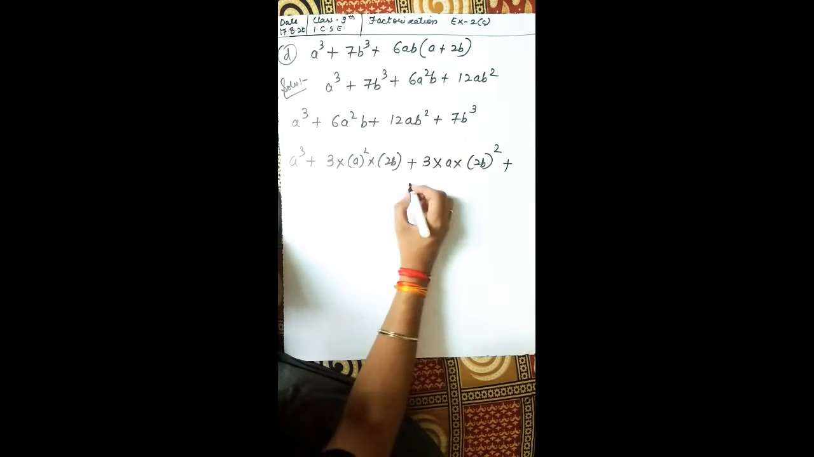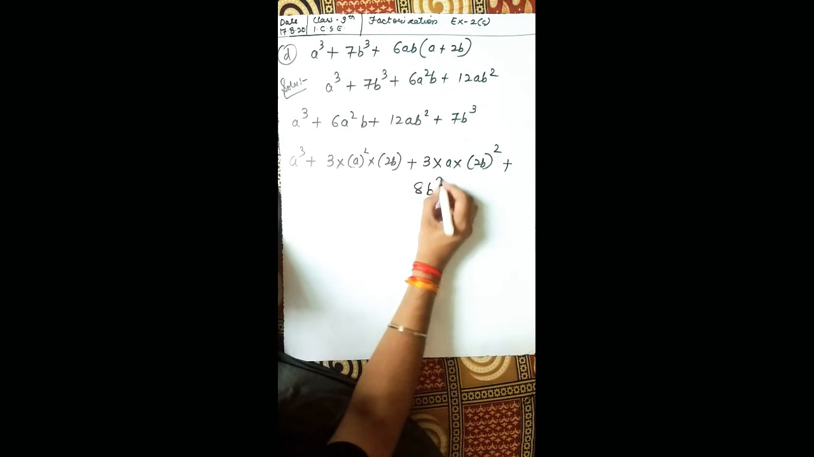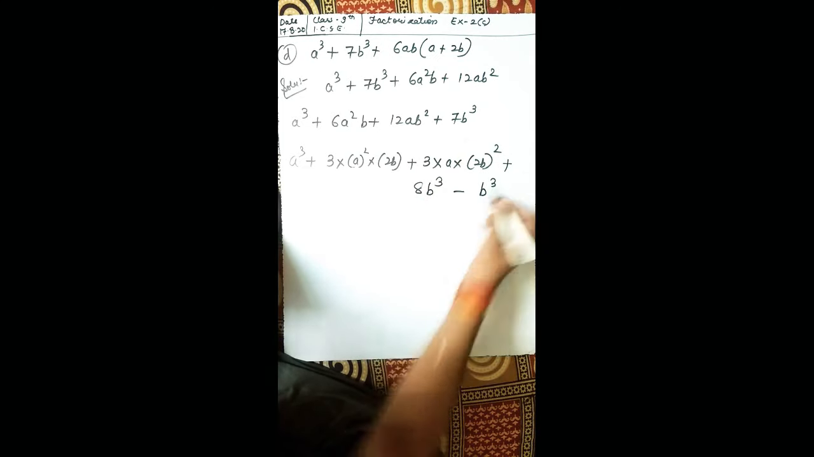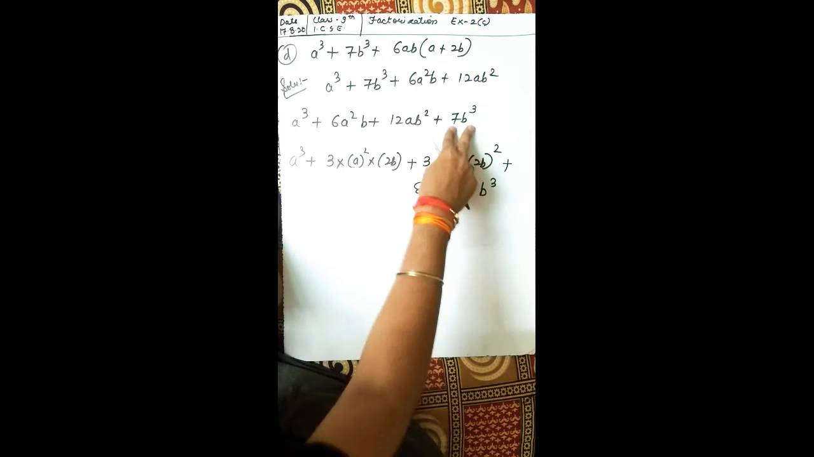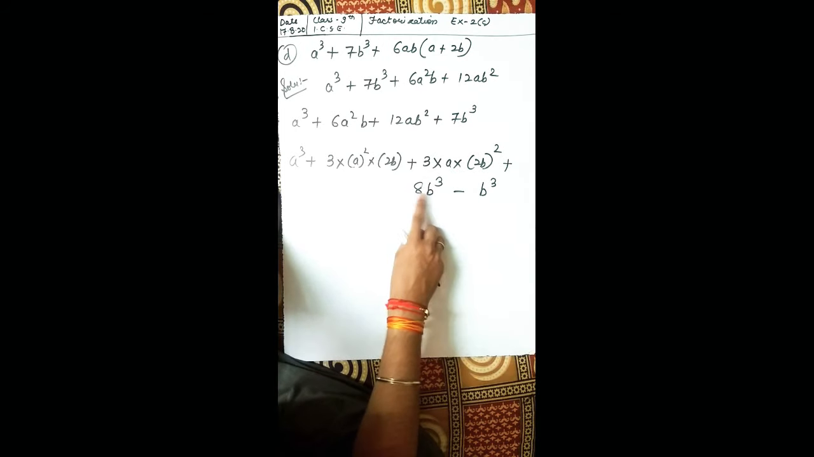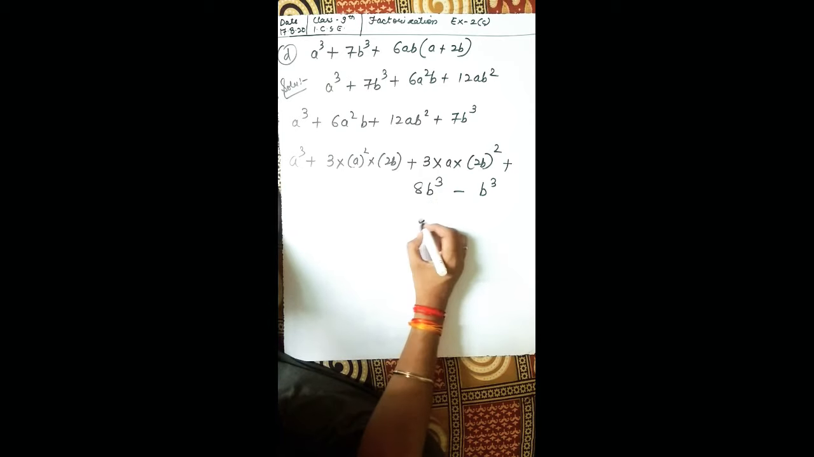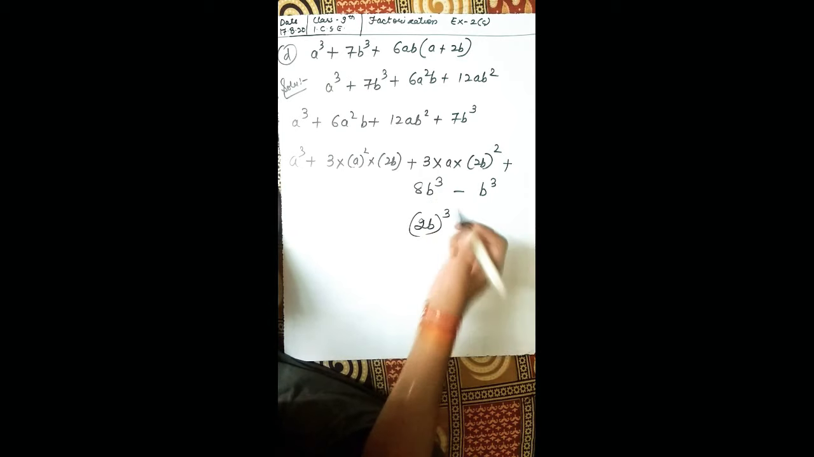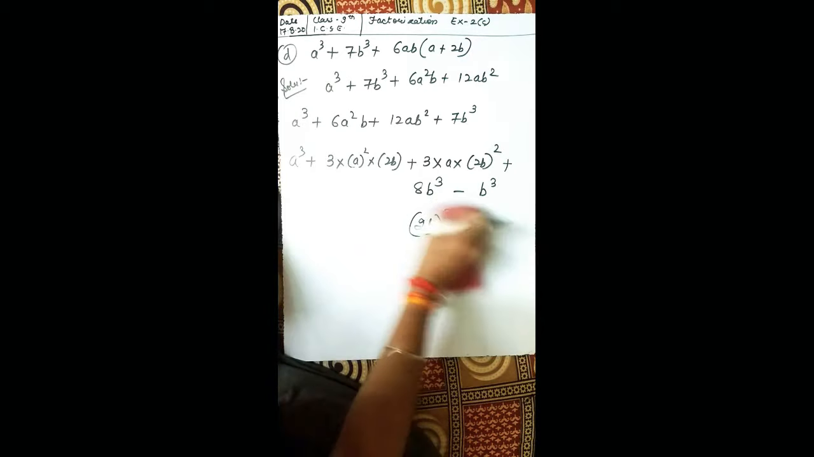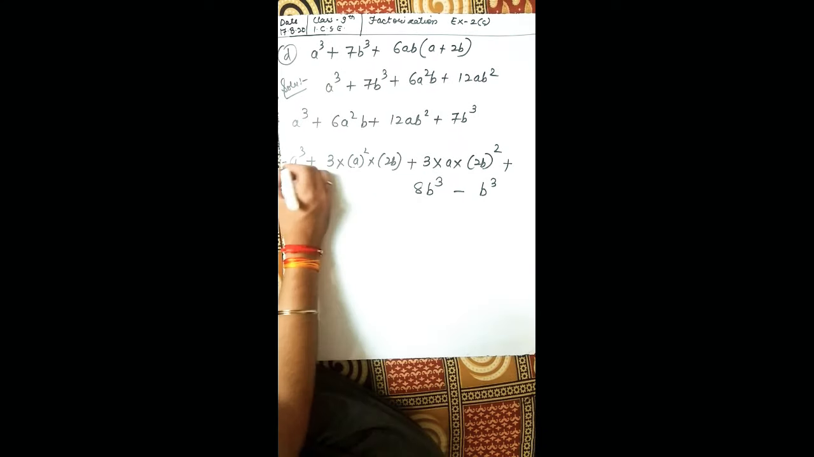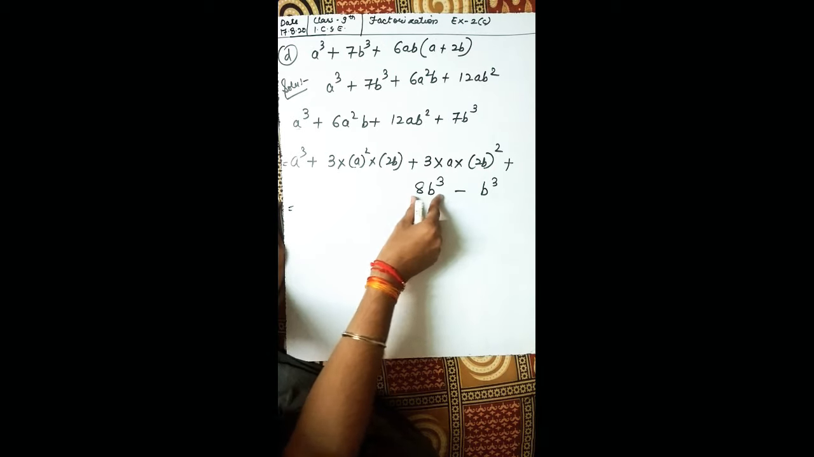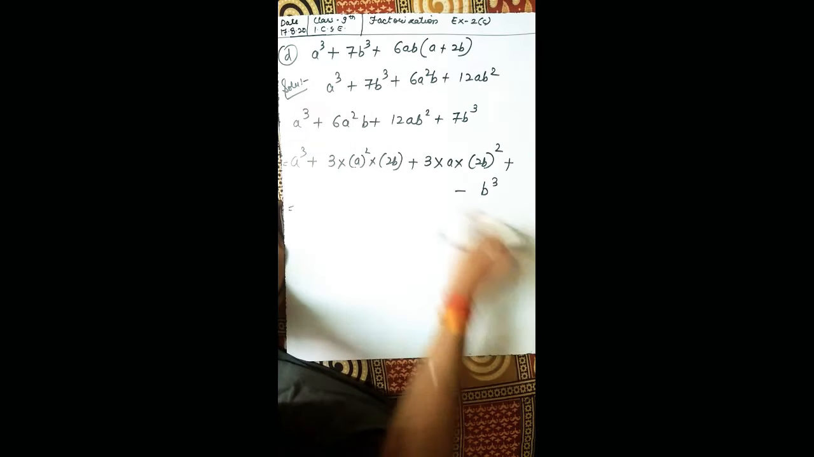Now I'm writing this 7b cube as 8b cube minus b cube. Can we write 8b cube minus b cube, which will give you 7b cube only? And why am I writing 8b cube? Because this can be written as 2b the whole cube. So your next step will be the same, just write in place of this 8b cube, 2b the whole cube.